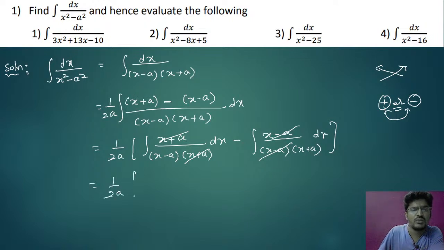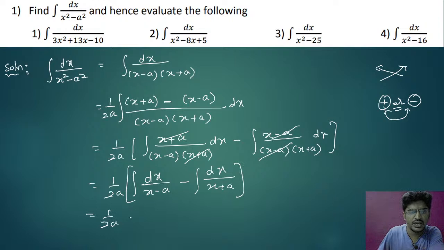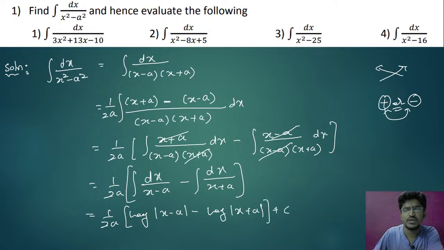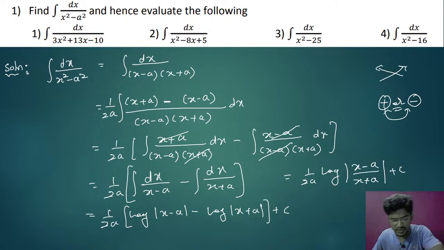Write it. 1 by 2a into integration of dx divided by x minus a, minus integration of dx divided by x plus a. So you can write it now as 1 by 2a into log of mod of x minus a, minus log of mod of x plus a, plus c. Now this will be equal to 1 by 2a into log of mod of x minus a divided by x plus a, plus c. This is your formula.